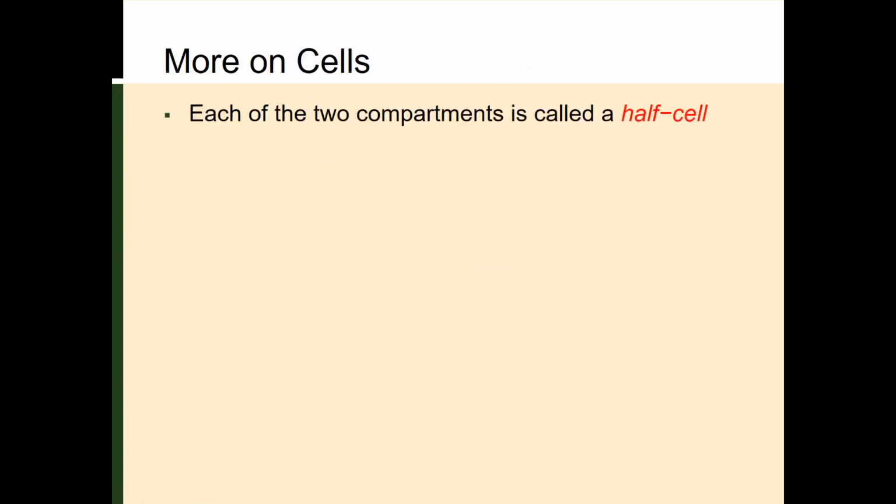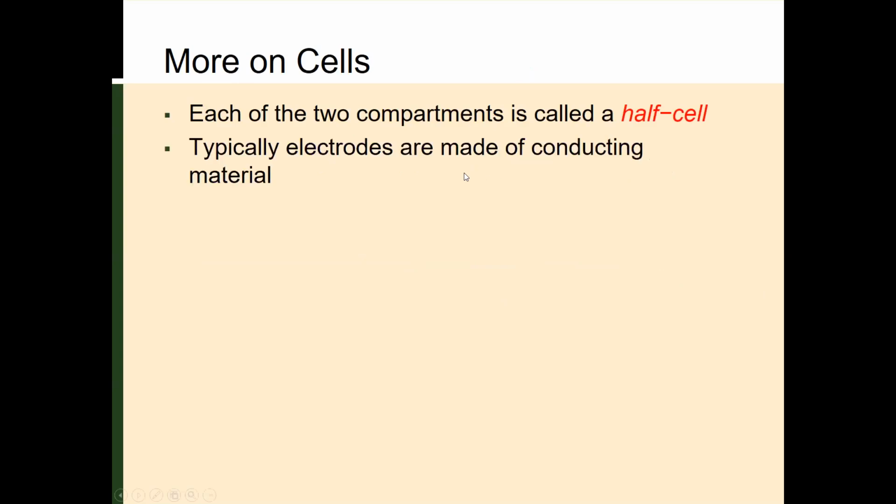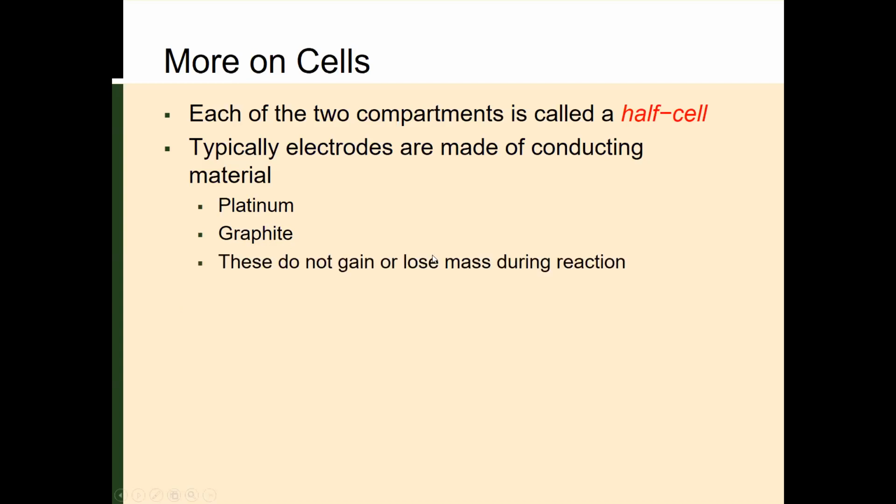All right, a little bit more. Each of the components is called a half cell. Electrodes are made of conducting material. So if we have something like hydrogen gas, it is not going to conduct electricity, so we would use something like platinum or possibly graphite. If you see platinum or graphite in a cell, you'll realize they're not actually reacting. This is just a place for the electrons to flow. They're basically just a surface for electron exchange.